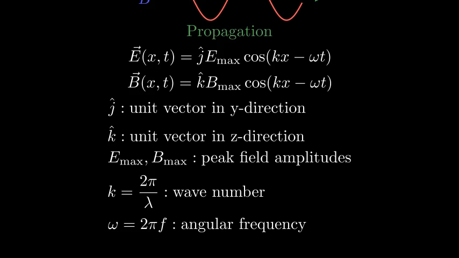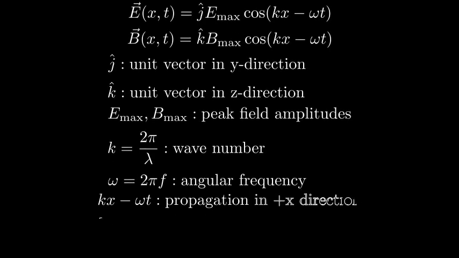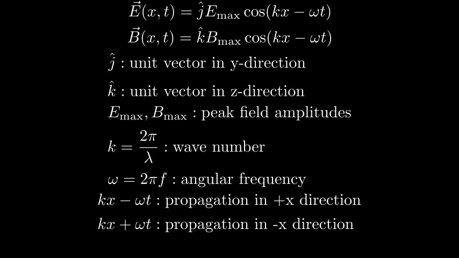k is the wave number equal to 2 pi divided by the wavelength lambda. Omega is the angular frequency equal to 2 pi times the frequency f. The term kx minus omega t indicates wave propagation in the positive x direction. If the wave was moving in the negative x direction, we would use kx plus omega t instead.